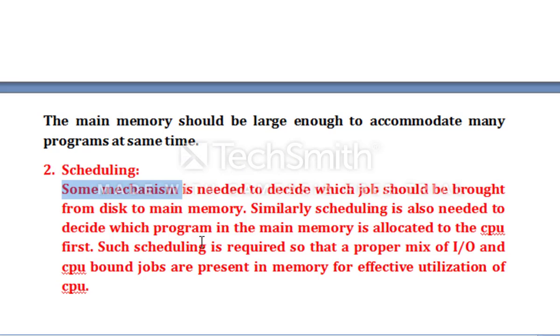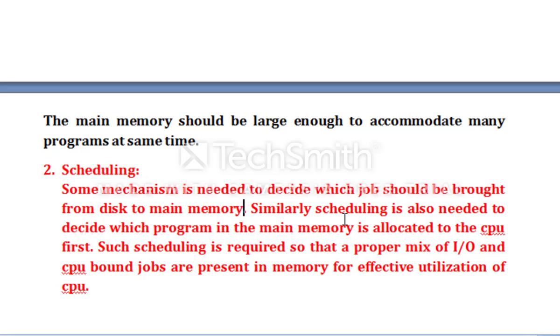So as I told you, there should be some mechanisms. We require mechanisms which decide which job should be brought from disk to main memory, right? So in order to decide these things, we have some policies. Who will schedule the process from disk to primary memory, and who will perform this task vice versa also? Sometimes we need to swap memory from primary memory to the hard disk also. So to perform the swap in and swap out process, we have some policies, scheduling algorithms.